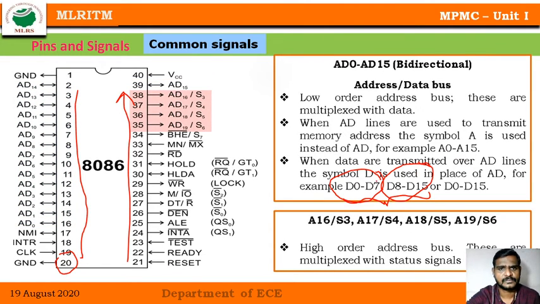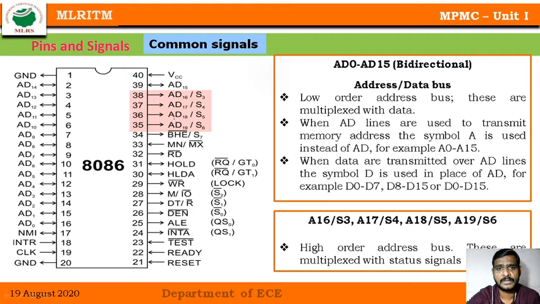Next, the other pins: pins 38 to 35 in decrementing order are combined as A16/S3, A17/S4, A18/S5 and A19/S6. This is the high order address bus multiplexed with some status signals, which we will discuss later. Again, these pins are multiplexed with other status lines.